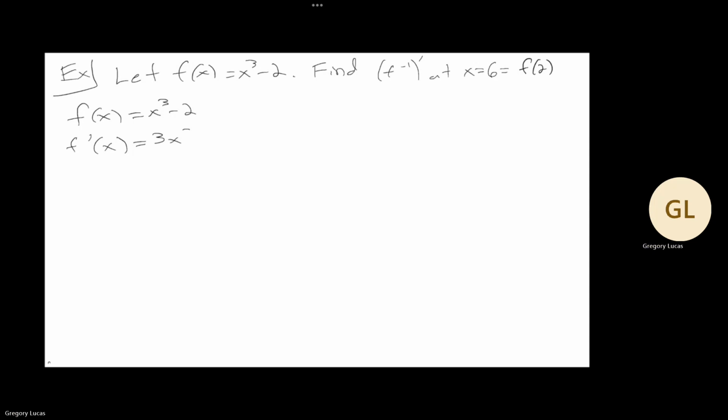Okay. And then we want to evaluate at 2. So this line up and down means evaluate at x equals 2. So we plug in this 2. 2 squared is 4 times 3 would be 12.